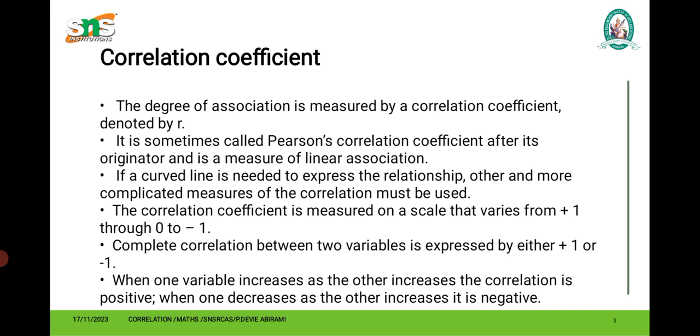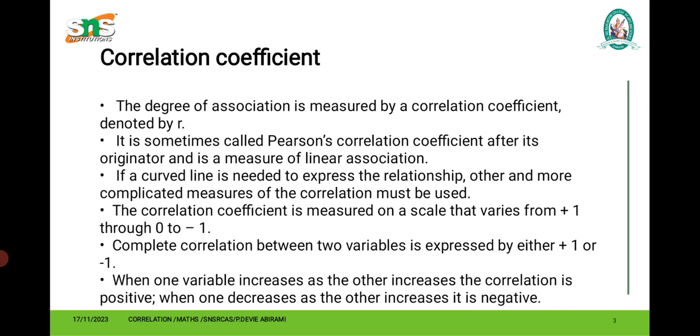This correlation coefficient is denoted by the letter small r. It is sometimes called Pearson's correlation coefficient after its originator. This correlation was invented by Pearson. If a curved line is needed to express the relationship, other and more complicated measures of correlation must be used. The correlation coefficient will vary from plus 1 through 0 to minus 1.